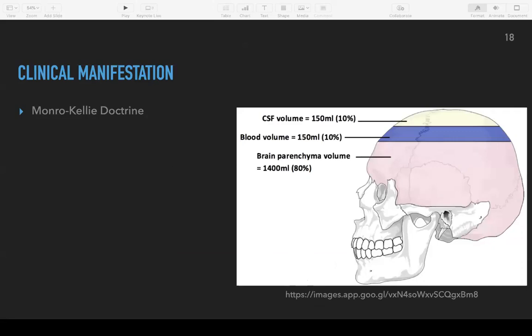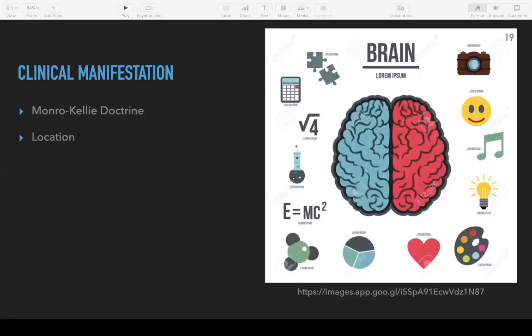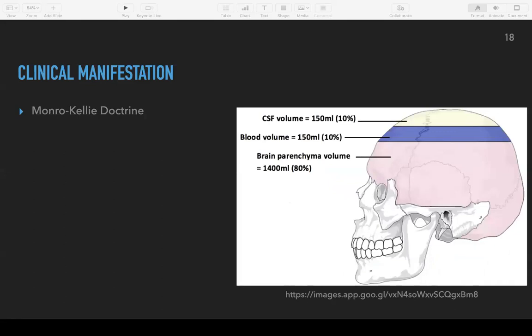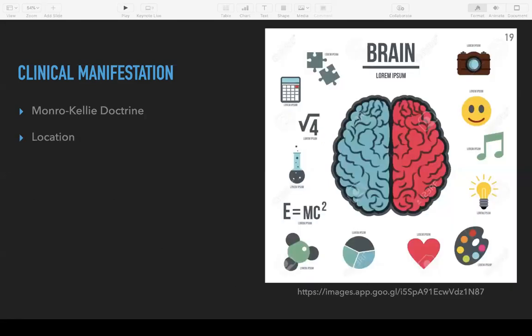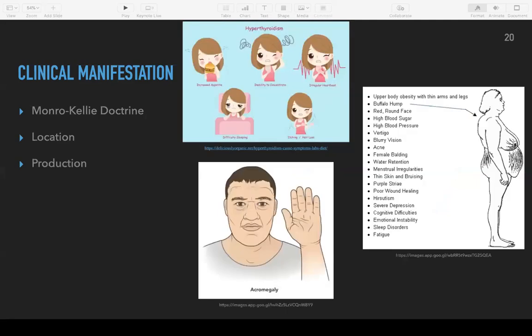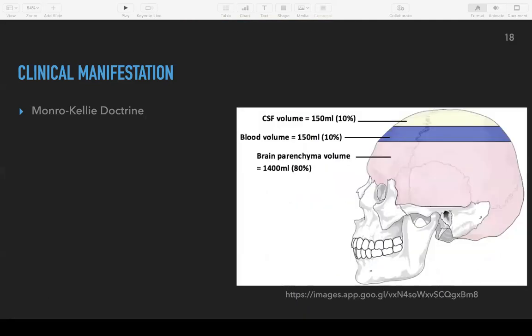Okay. Now we are moving to talk about the clinical manifestation. Always, I believe that medicine is logic. So to make it very simple, I divide the clinical manifestation into 3. Either signs and symptoms related to increased intracranial pressure, and I will come back to this slide, or location, or production. So if you keep these 3 in mind, you can predict the clinical manifestation for any tumor. Any tumor you have, you can predict the clinical manifestation.